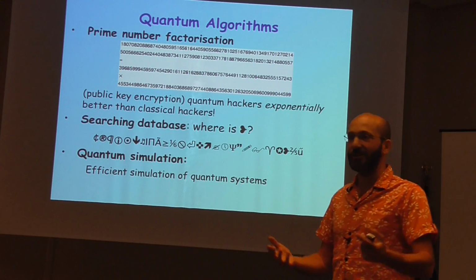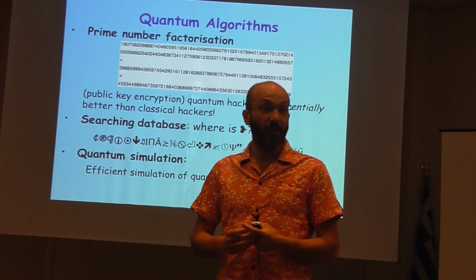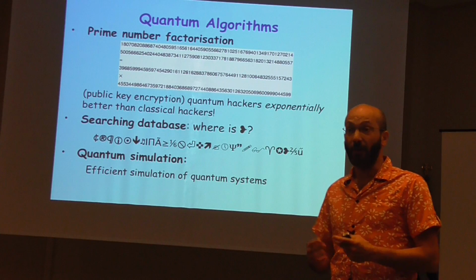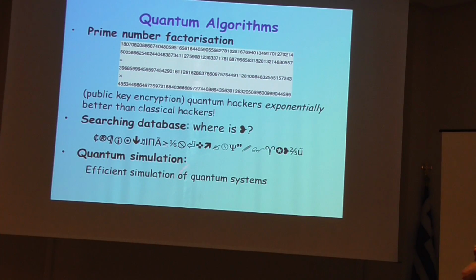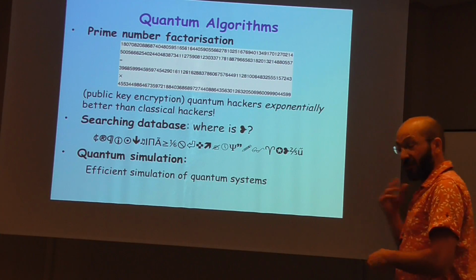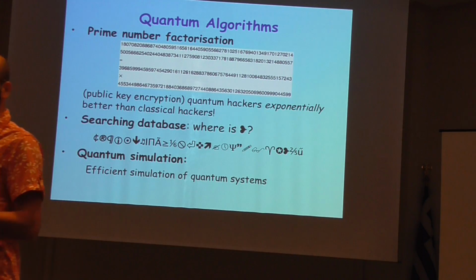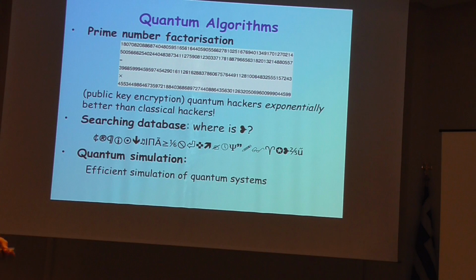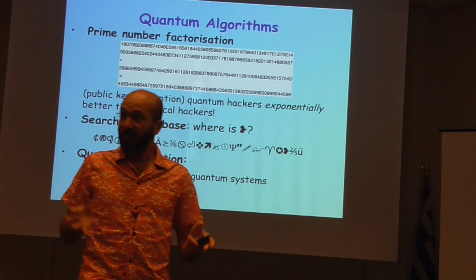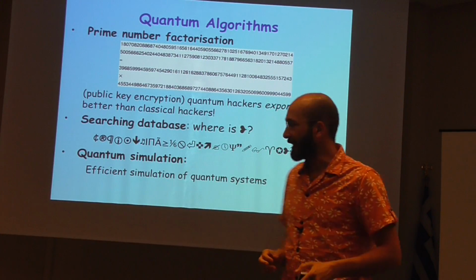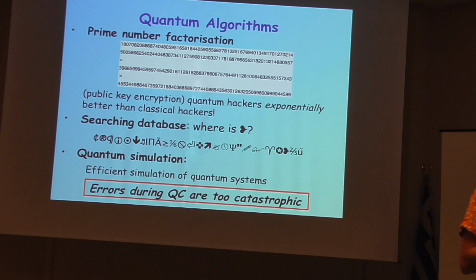That's why there's so much interest lately to pour money in order to get the first computer going. We want to be all hackers, right? You can search large databases with the square root, so not an exponential speedup, but it's a very useful speedup. And you can do quantum simulations, which is the important reason, the main goal here. But in all these applications, errors are a problem. And the question is how to overcome them.